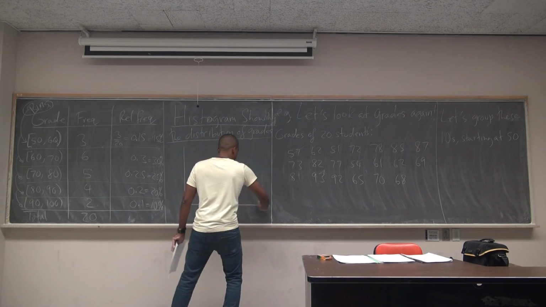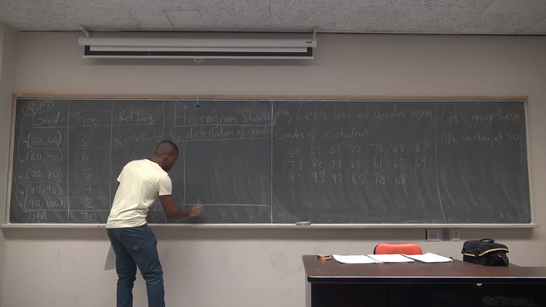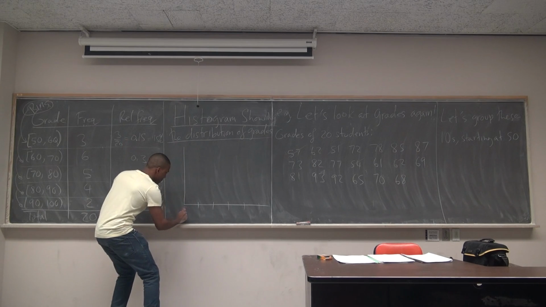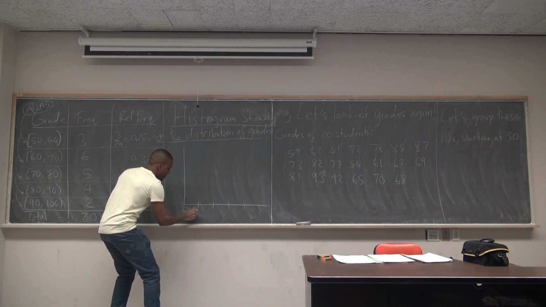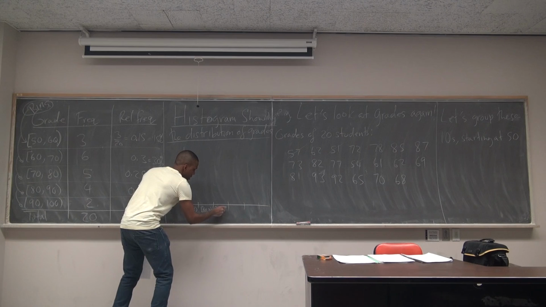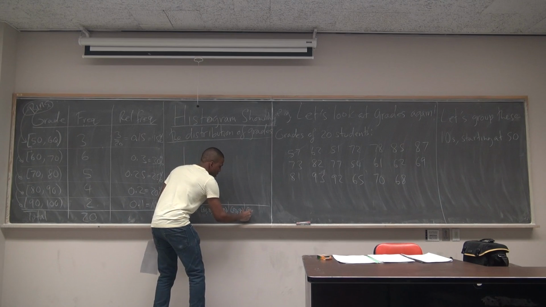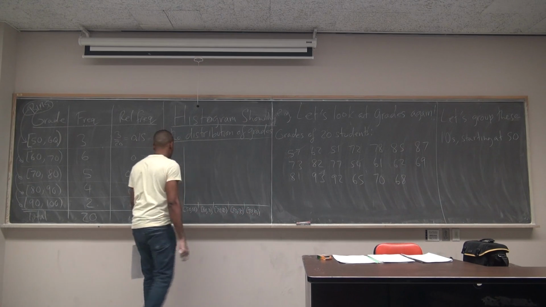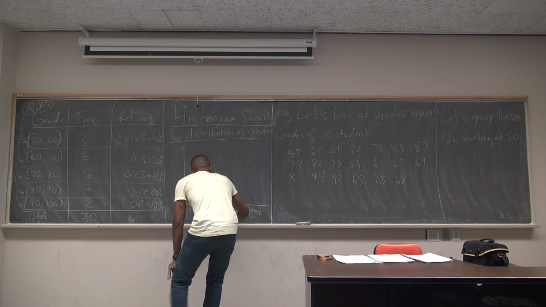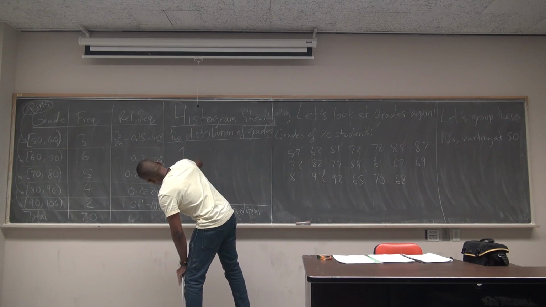It starts out looking very much like a bar chart, except here on the horizontal, we're putting the bins, which is 50 to 60, 60 to 70, 70 to 80, 80 to 90, 90 to 100. So these are grades here. You have to label the axes. Grades. Here I'm going to put relative frequency.